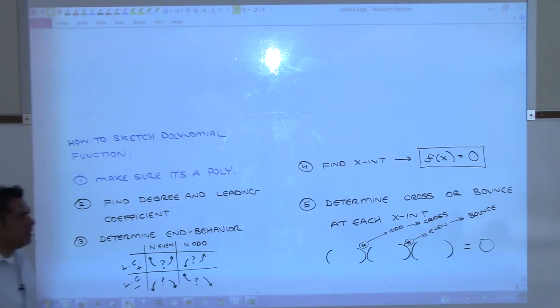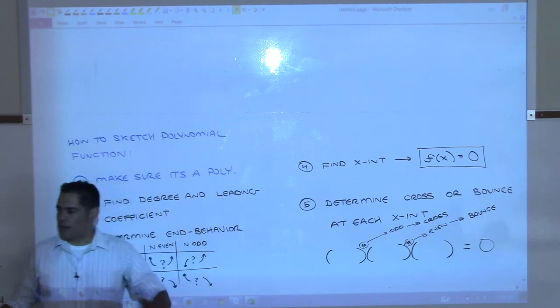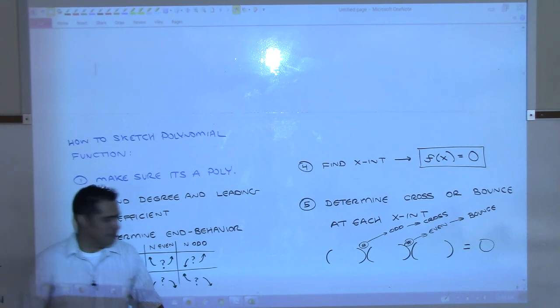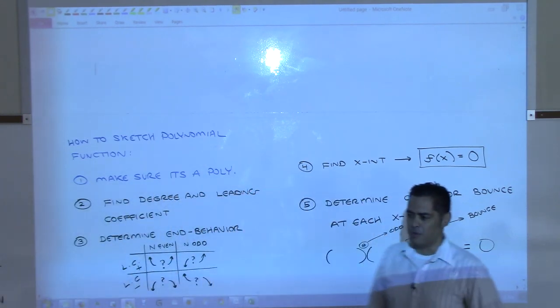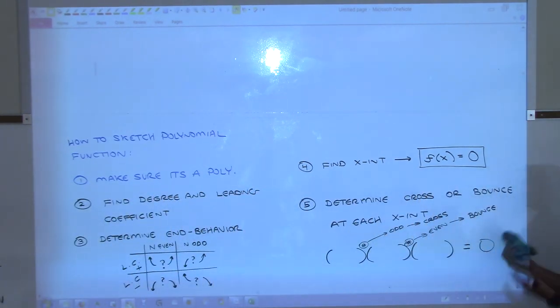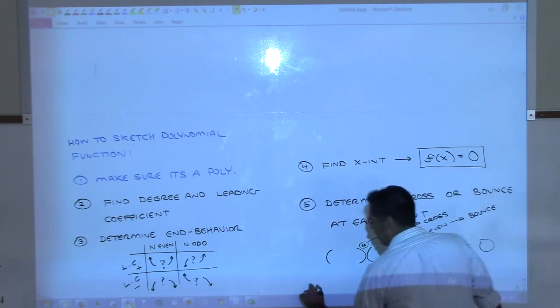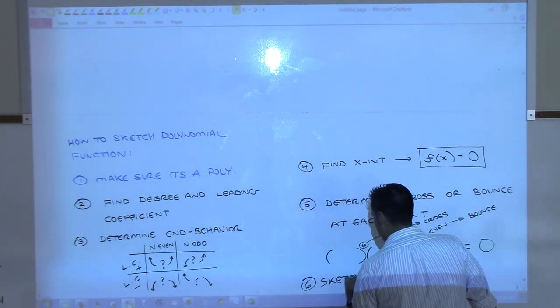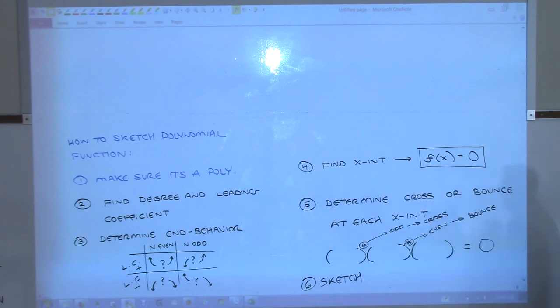Once we determine this, and trust me, if you're confused right now, let's just work through a few examples. And I think after we do a few, you'll catch on and things will be okay. It's always hard in the beginning when we're trying to give you the steps and we are not actually doing a problem. So the 6th step is to sketch it. You've got to put all the information you just learned together to draw a picture.